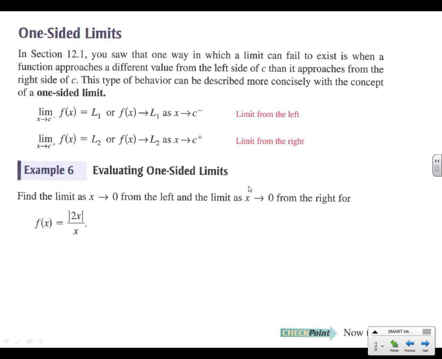Okay, so now we're going to introduce this concept of one-sided limits. So we can just look at a limit coming from just the negative side, just from the left, or just from the positive side, just from the right. So let's find the limit as x approaches 0 from the left, and the limit as x approaches 0 from the right for this problem here.